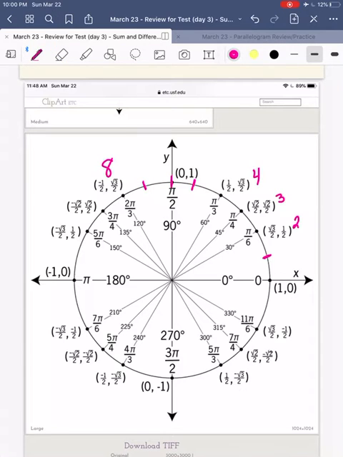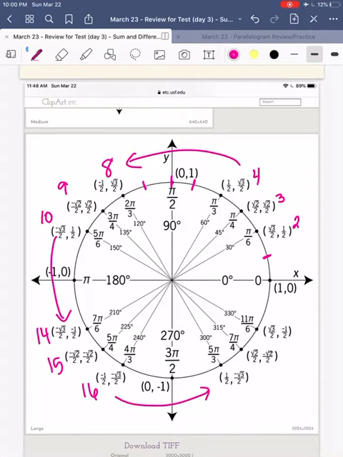Or if you remember, Bailey made the observation that it just skips 4. So then it goes 8, 9, 10. If you skip 4, then it goes 14, 15, 16. Skip 4, 20, 21, 22. And then, of course, this is like pi over 12.